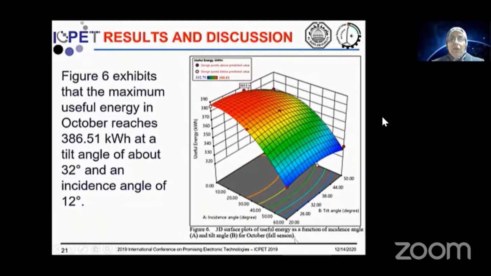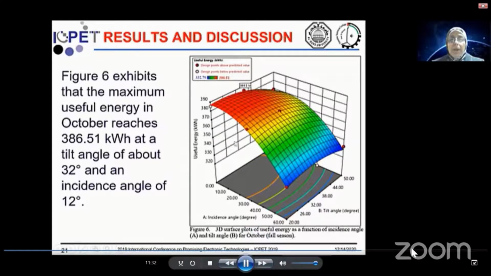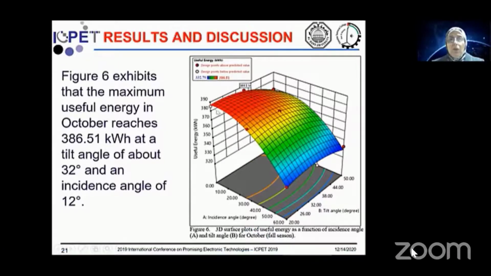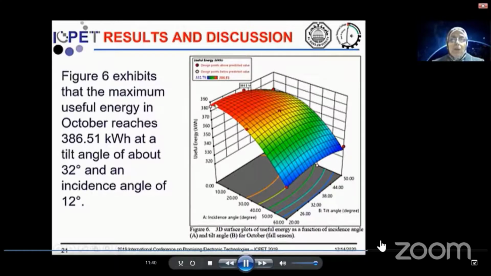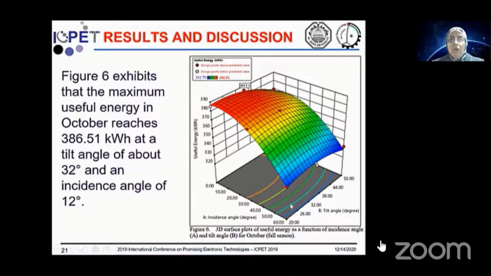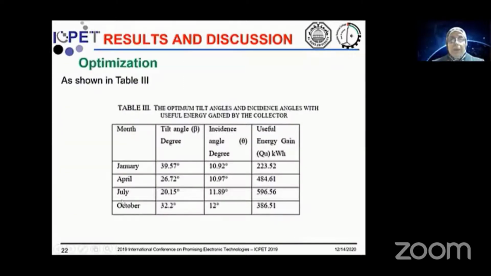This is the fall season, which is October. In this season, we can see also for small incidence angles below 12 or even below 10, we can get the most useful energy. And also for small tilt angles, we can get the most useful energies. The highest value reached in October is 386.51 at a tilt angle of about 32 and an incidence angle of 12.